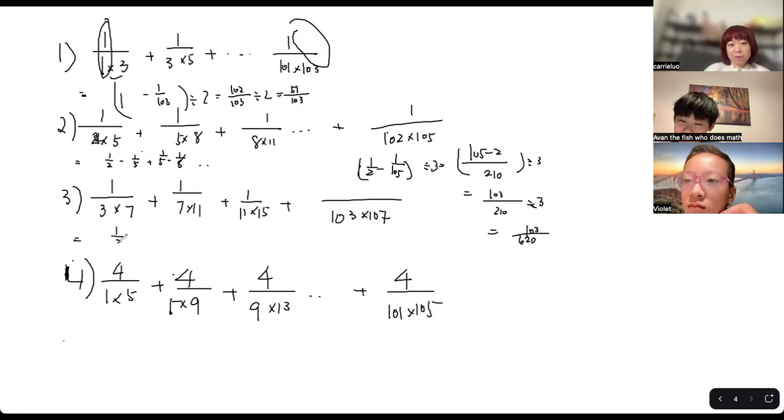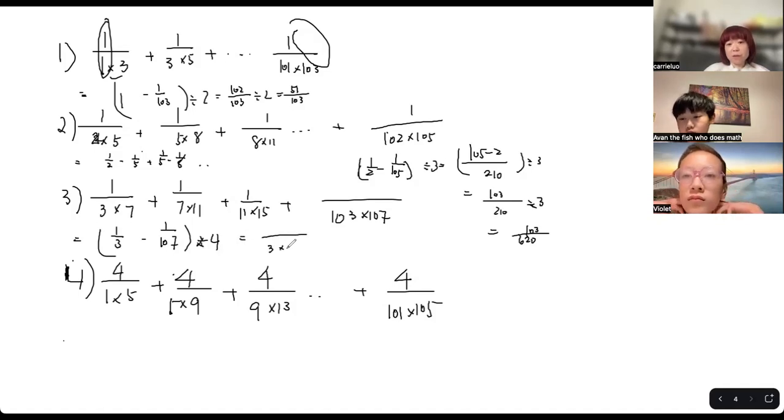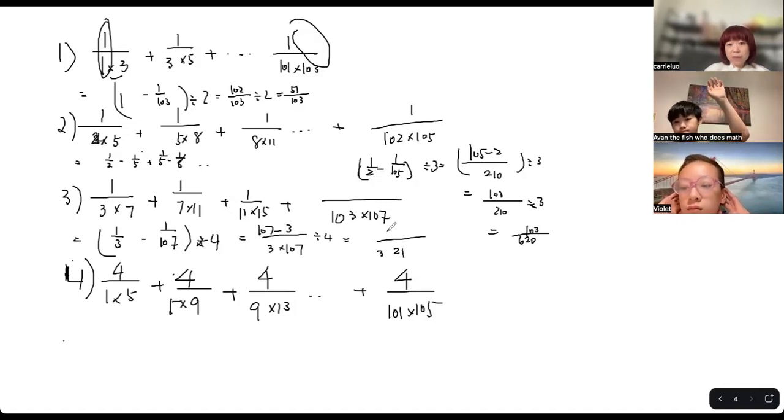Okay, so this one, 1 over 3 is the first term, and 1 over 107 is the last term. The only hard part is 1 over 3 minus 1 over 107. It's a little bit of calculation, right? But the thing is, we can just do 1 times 1 over 7. It's 1 over 7 minus 3 and divide it by 4. So the answer is 321 on the bottom, and the top is 104 divided by 4 equals 26 over 321. Congratulations, Violet, you get this one right.